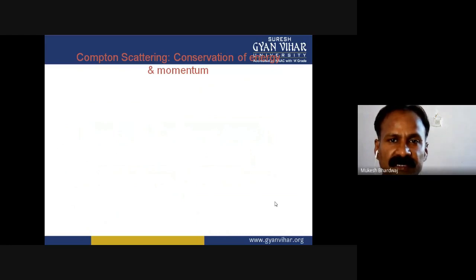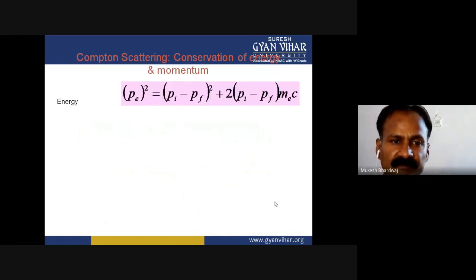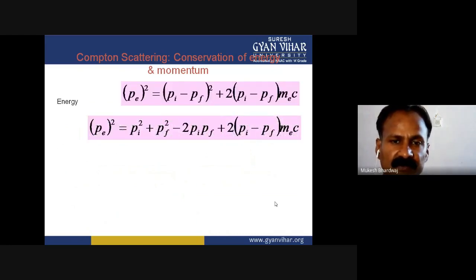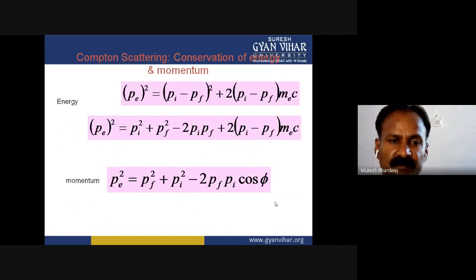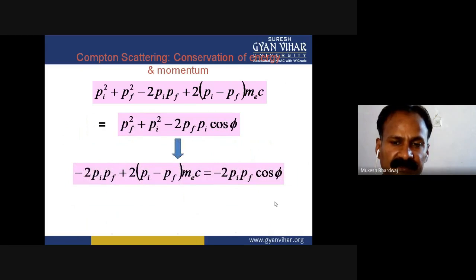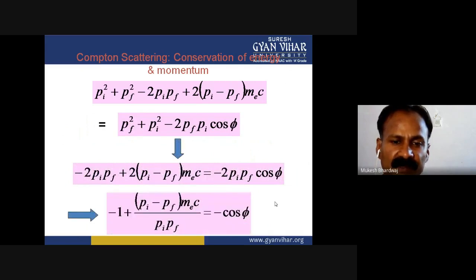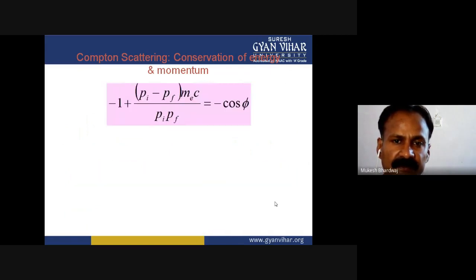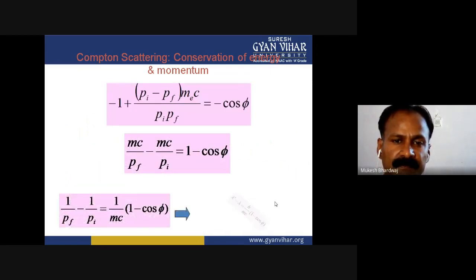Now Compton scattering, conservation of energy and momentum. This is the expression for the energy. This is the expression for the momentum. Finally, we just get this result, minus 2 p_i p_f (cos phi minus 1) equals this. This is the final result.